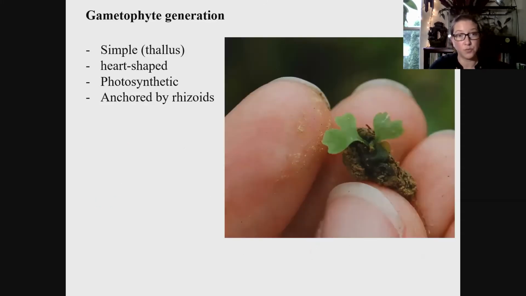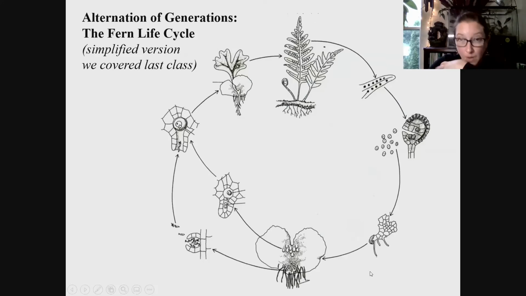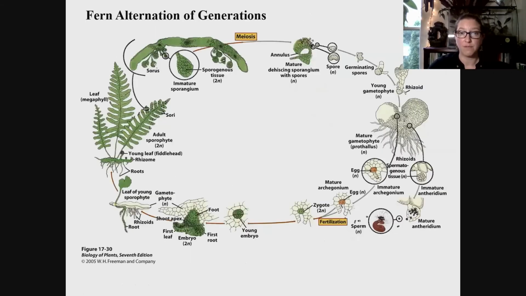Fern gametophytes are super, super small. And this is a person holding, circled in orange, the fern gametophyte plant, and the new sporophyte plant is already emerging out of it. So fern gametophyte plants are super, super small. This is what we saw in the last class, where we learned about alternation of generations using a fern.